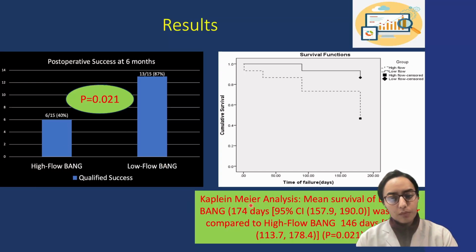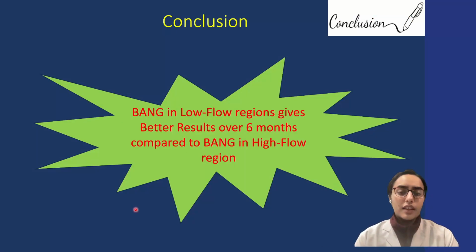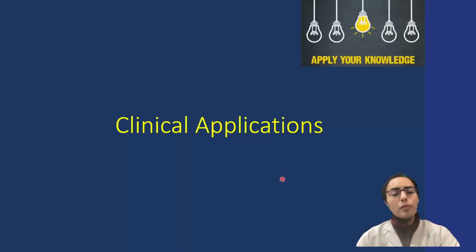On further Kaplan-Meier analysis, we found that the mean survival of the patients who had undergone the low-flow bang was higher compared to the patients who underwent the high-flow bang at 6 months of follow-up, and this difference was also statistically significant. The study concluded that bang in the low-flow region gives better results over 6 months compared to bang in the high-flow region. Armed with the above knowledge, let's see the clinical applications.